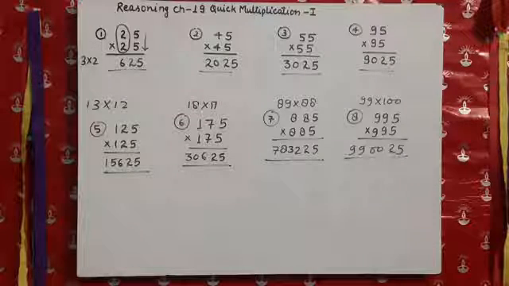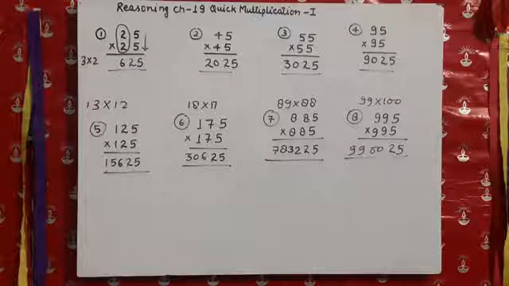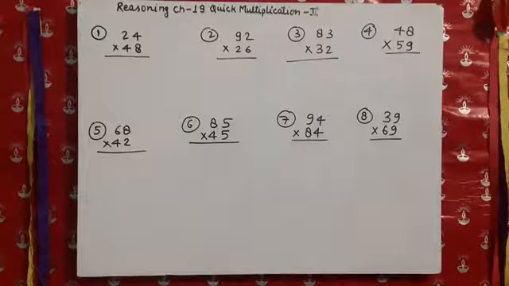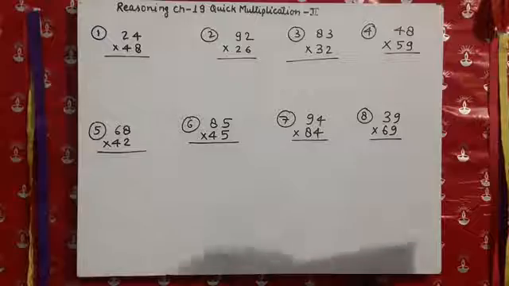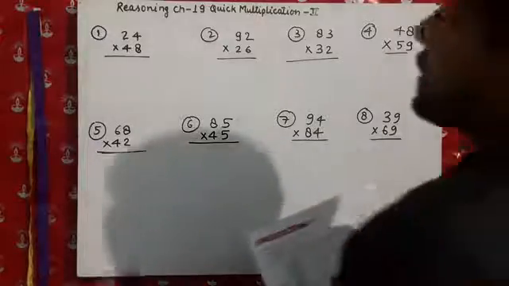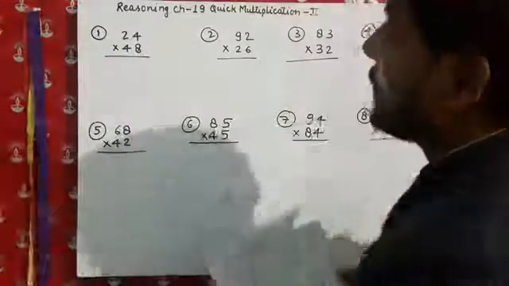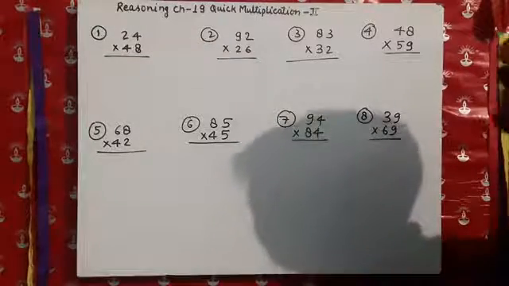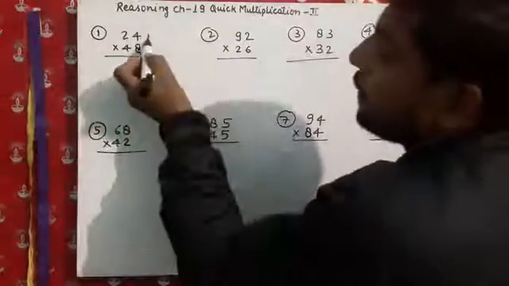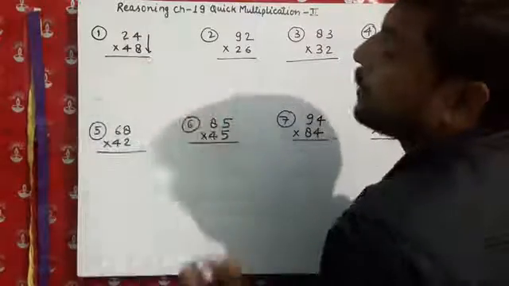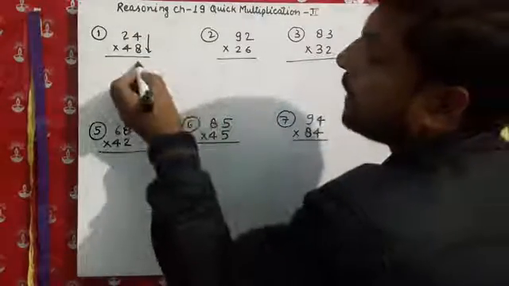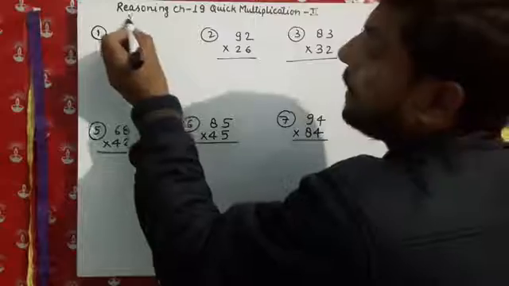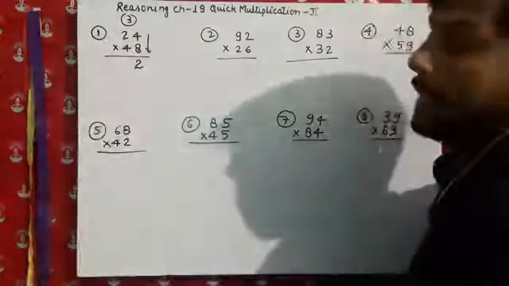Now I am going to quick multiplication second. In this, the first question is 24 multiplied by 48. First of all you have to understand the process. In step number 1, we multiply the units digits of the given numbers. 8 fours are 32. So 2 we write here and 3 as a carry.